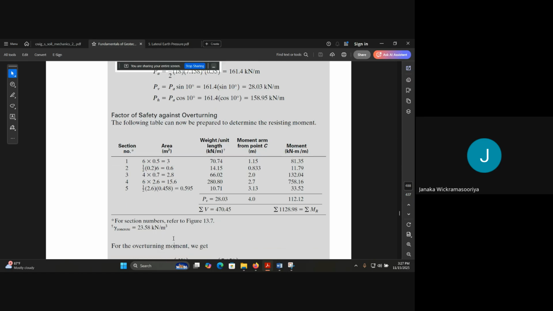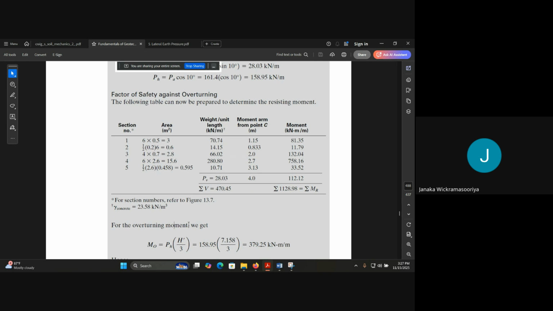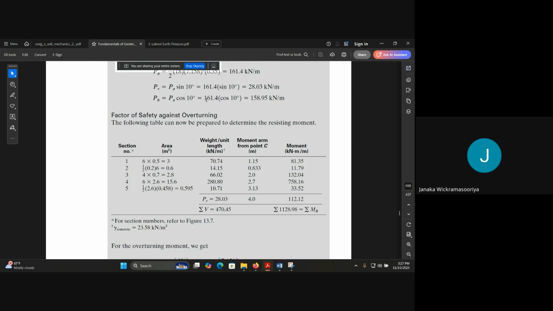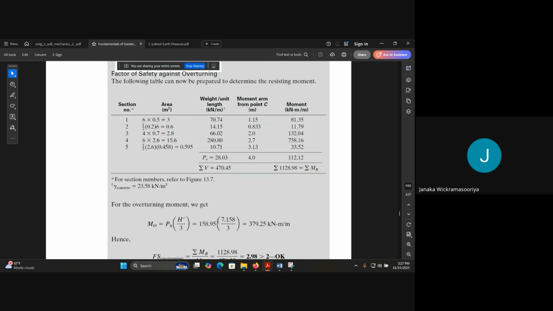So then we can find the overturning moment by this horizontal force multiplied by the moment arm. Horizontal force would be 158.95. That is the horizontal component of the lateral earth pressure. And then h dash would be the total length, and there will be a triangle, therefore one third depth. When you have a triangle like this, the force is applied at one third of the depth. So you will get the M naught as this one.